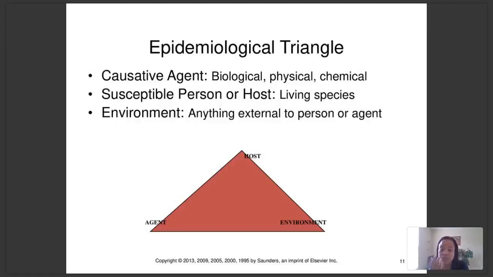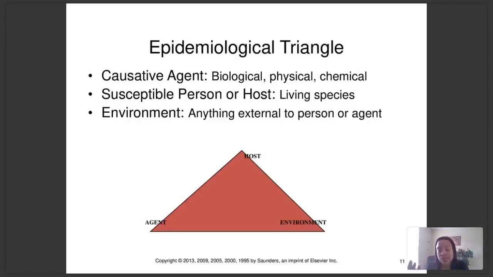Host is your susceptible person, okay, or your host. So it's the living species. It's the one who's receiving what's going on. It's got that agent introduced into them. And for some reason, a lot of the times our body defenses will take care of a lot of it. But there's times where our defenses are down or it's worked its way around that the agent is introduced into that host. And then you have the environment.